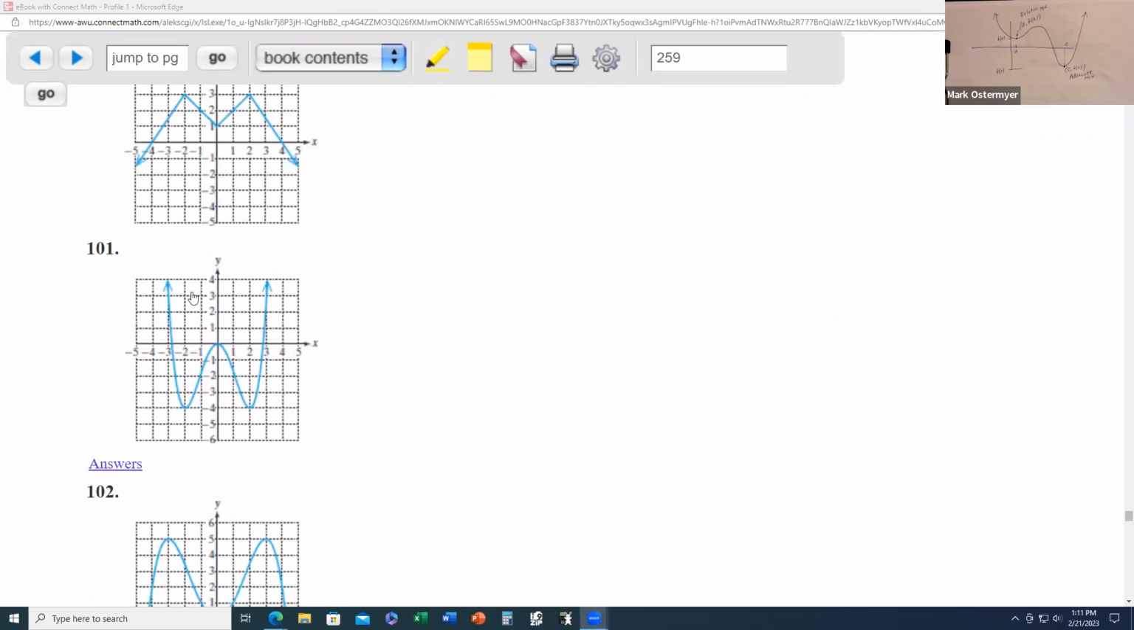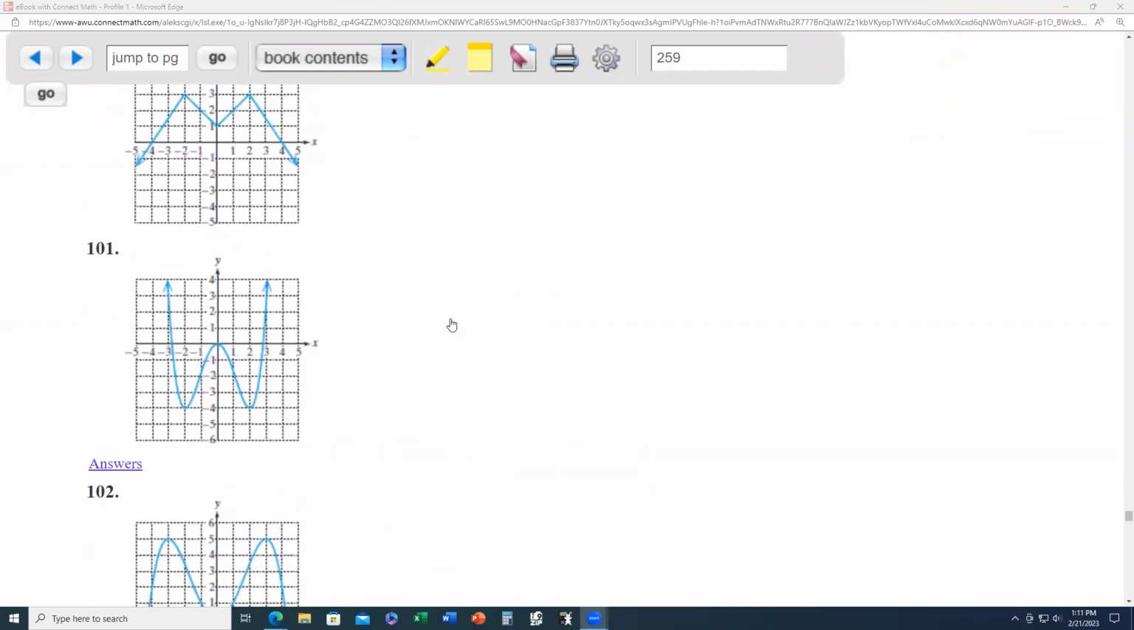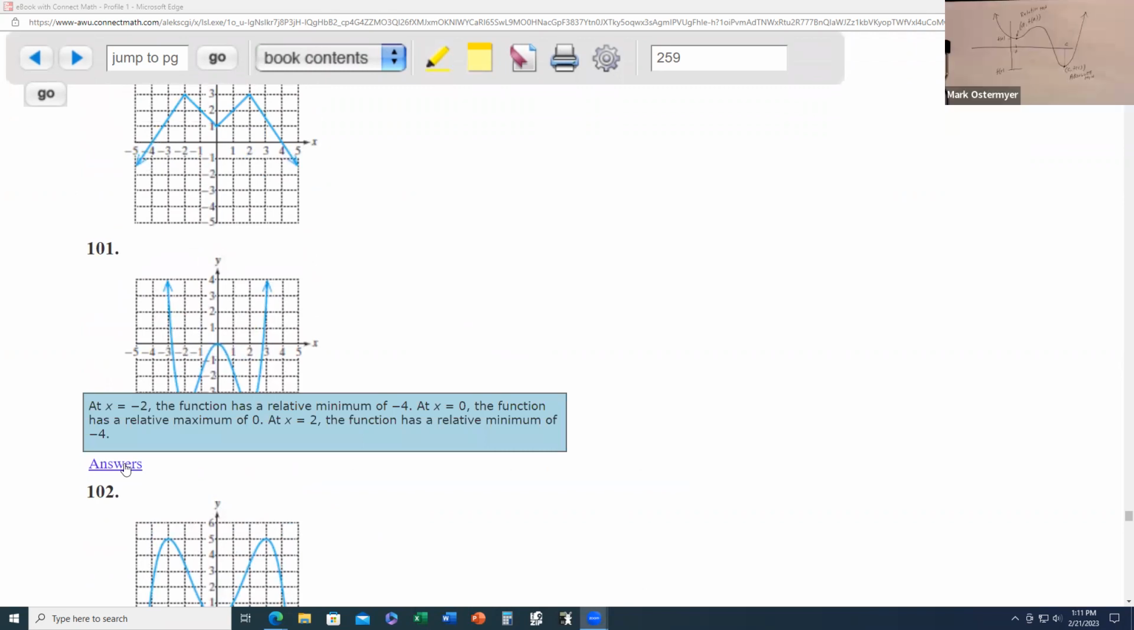Alright, so that was classwork number 2 here. Can you show how the answers one more time? I had missed the first one. Yeah, right here. At x equals -2, the function has a relative minimum of -4. At x equals 0, the function has a relative maximum of 0. At x equals +2, the function has a relative minimum of -4. I might also add that at the points (-2, -4) and (2, -4), we also have absolute minimums. So your relative minimums also happen to be absolute minimums for this graph.